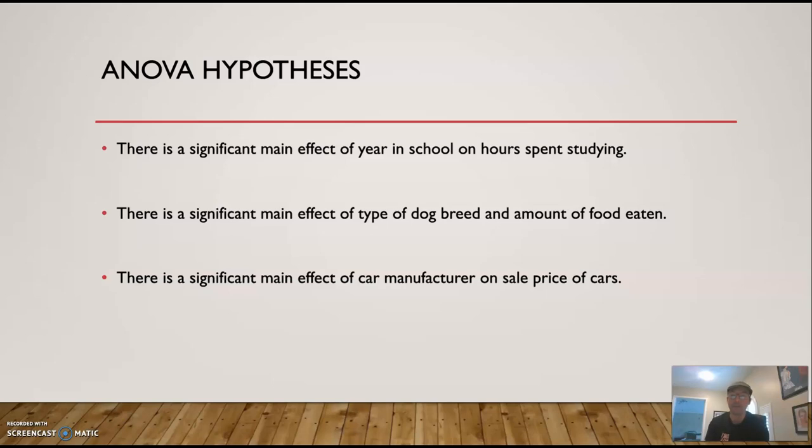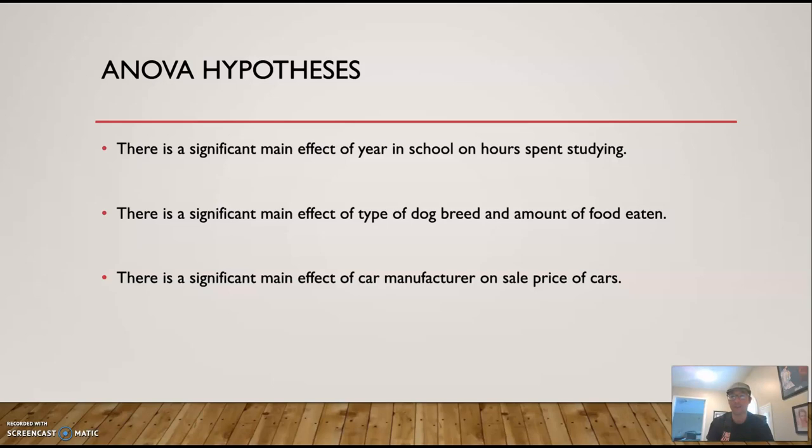Significant main effect of type of dog breed on amount of food eaten. So there are hundreds of dog breeds. In this case, you couldn't just do a t-test because a t-test can only handle up to two groups. So you would look at all of the dog breeds at once by running an ANOVA. And of course, you would find the data backs it up because obviously Great Danes are going to eat a lot more than little Chihuahuas and Pomeranians and whatnot.